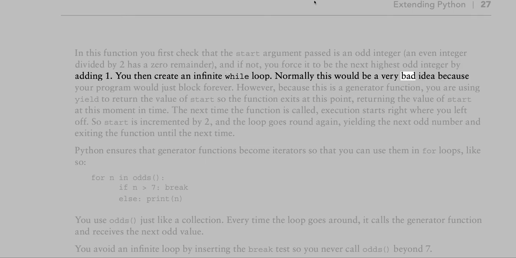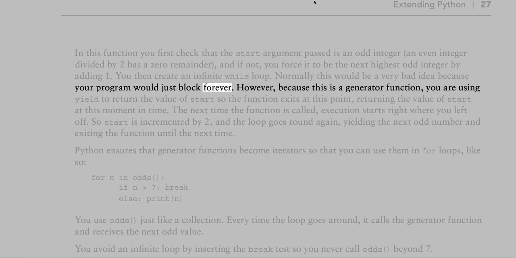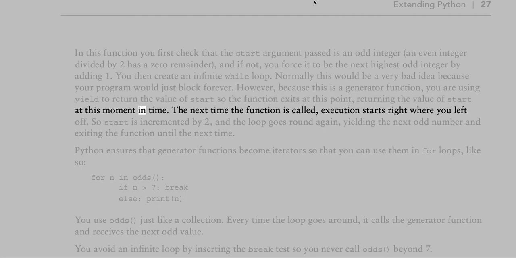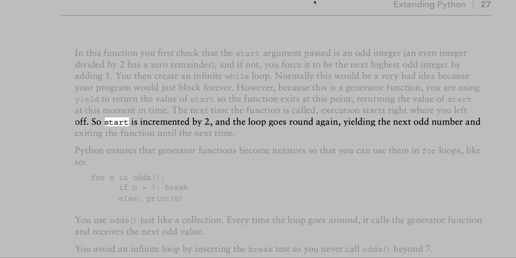Normally this would be a very bad idea because your program would just block forever. However, because this is a generator function, you are using yield to return the value of start, so the function exits at this point, returning the value of start at this moment in time. The next time the function is called, execution starts right where you left off. So start is incremented by 2, and the loop goes round again, yielding the next odd number and exiting the function until the next time.